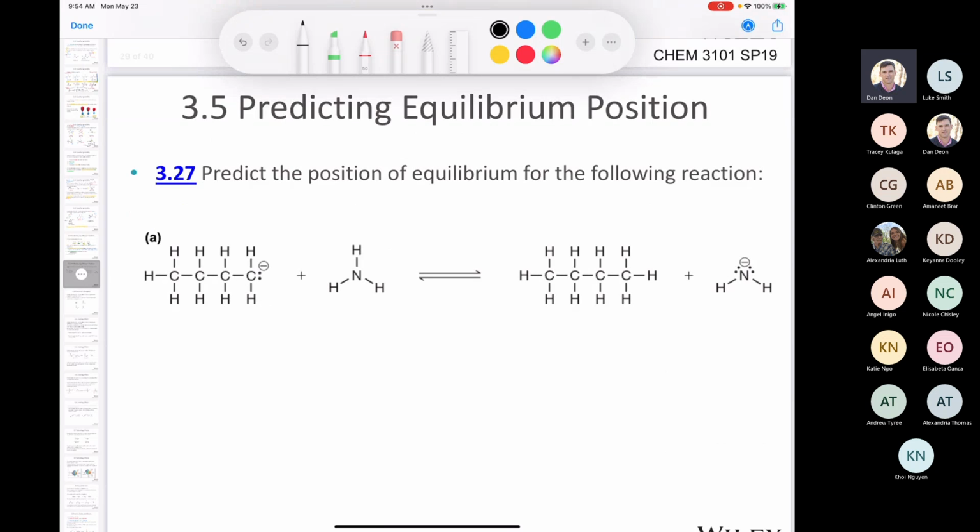Let's take a look at question 3.27. It says predict the position of the equilibrium for the following reaction. Is it going to lie to the left or to the right? So we'll put here left or right. I'm going to give you 1 minute to take a look at this problem. If you think you know the answer, type it in the chat. I'll give you 60 seconds to try to solve this problem.